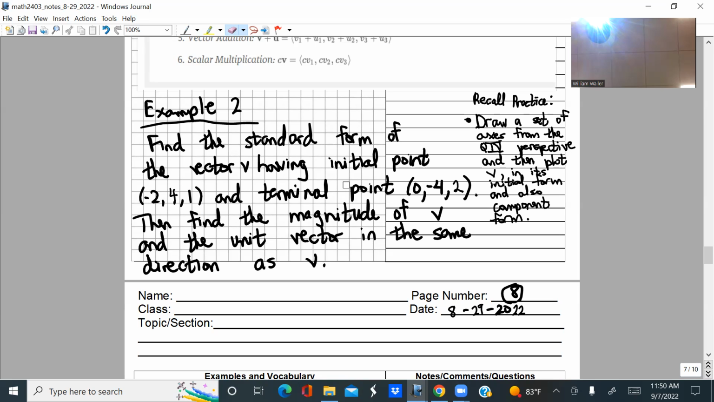Now, to make this more fun, because this is all just arithmetic, let's actually draw a picture of these vectors. So that's what I gave you the axes for, right? As a little bit of recall practice from what we were doing last time, let's draw a set of axes. Use the first set of axes that I gave you on the graph paper, the one on top. I want you to label those.